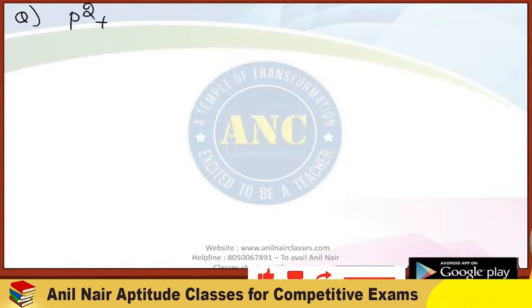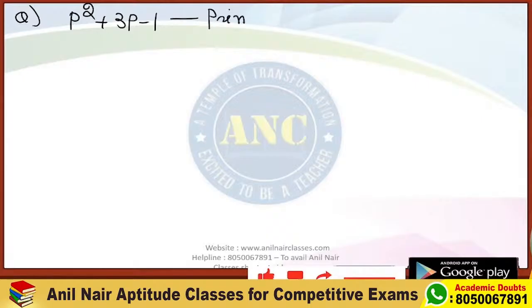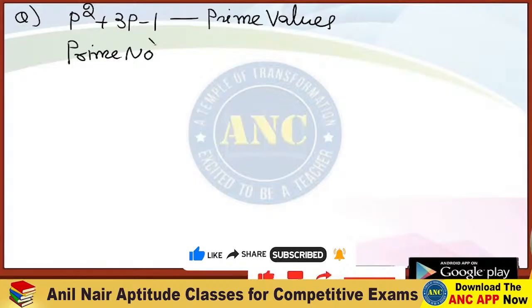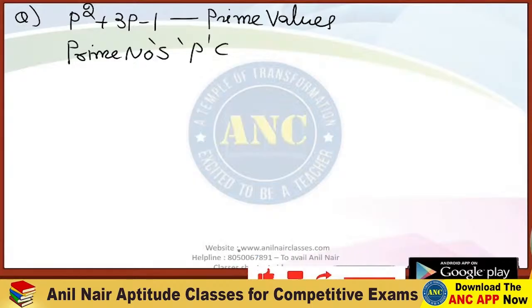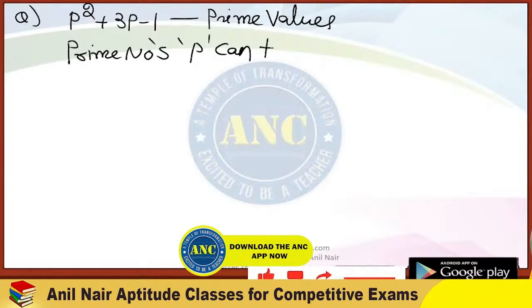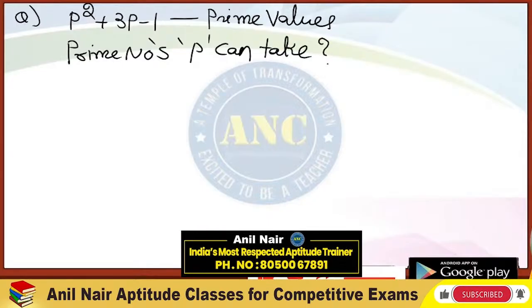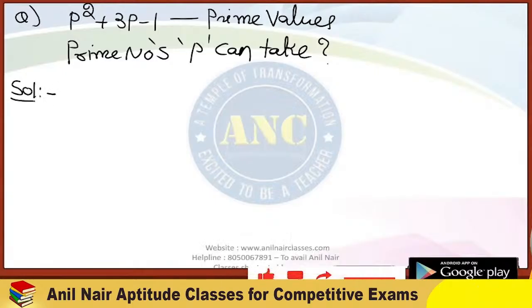P square plus 3p minus 1. If this expression gives a prime value, how many prime numbers p can take? Another same way of approach but a different variety of asking a question. How many prime numbers p can take, if p square plus 3p minus 1 is a prime value?